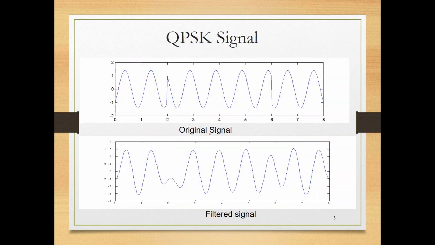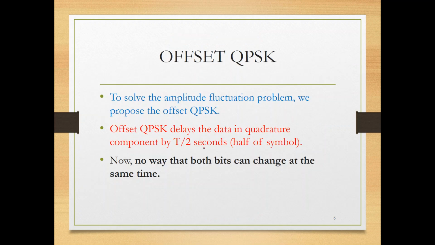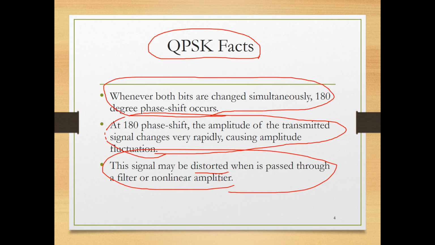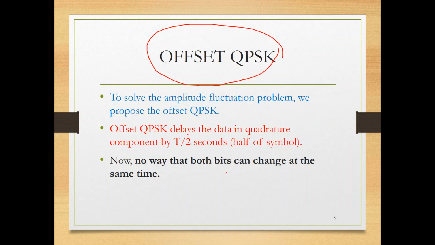This is the QPSK signal. This is the filtered signal. This is the original QPSK, and this is after filtering. The filter tried to smooth things, usually. But now, to solve this problem, the amplitude fluctuation, which is this, yes, because it causes what? It causes amplitude fluctuation and distortion to the signal. To solve this, we propose offset QPSK.